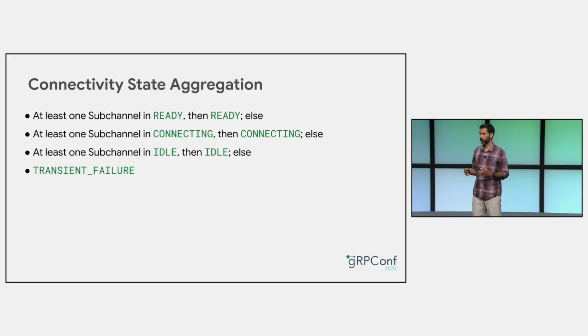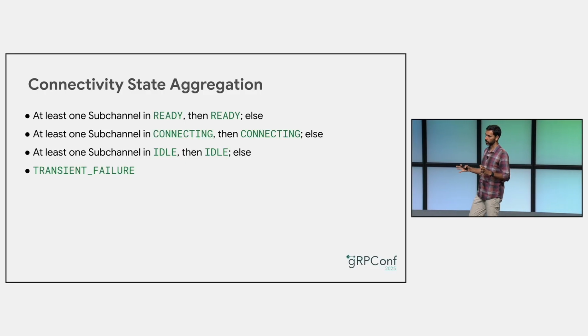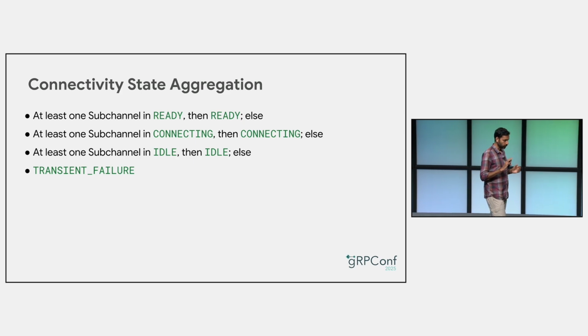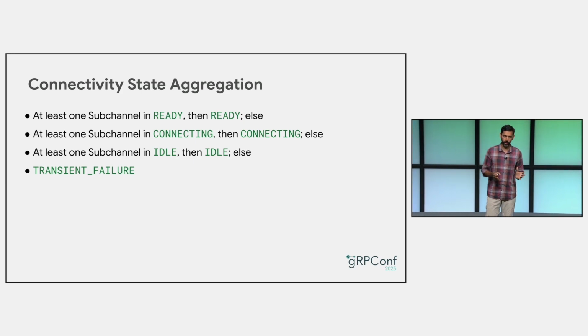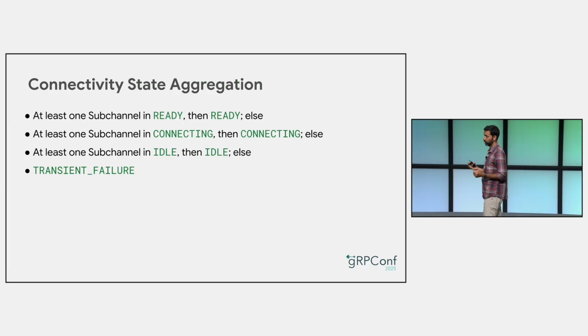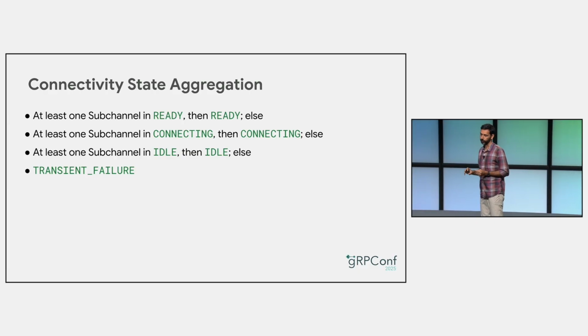Also, it's important to note that most LB policies would be managing more than one subchannel. So they all need a way to aggregate the connectivity states of these subchannels so that they can return a single connectivity state to the channel. Here is a commonly used algorithm that's followed in many of the LB policies that ship with gRPC.